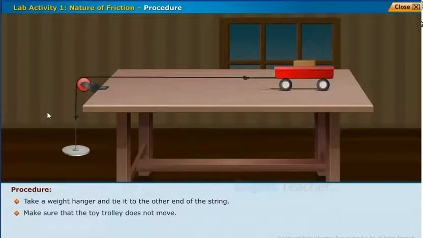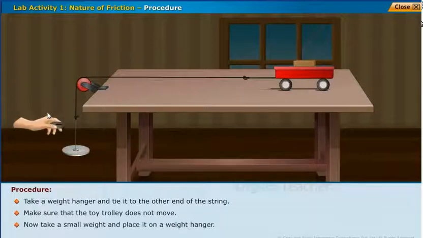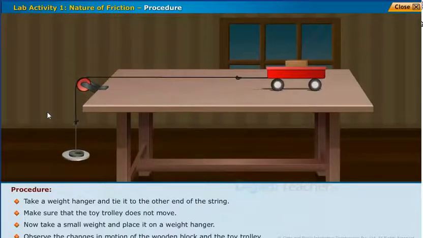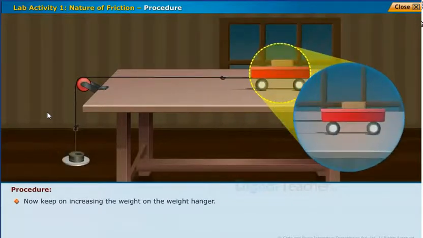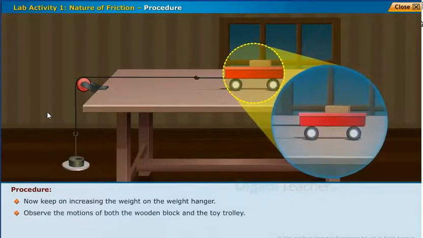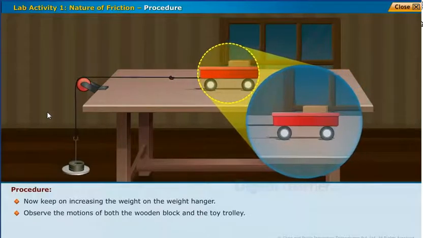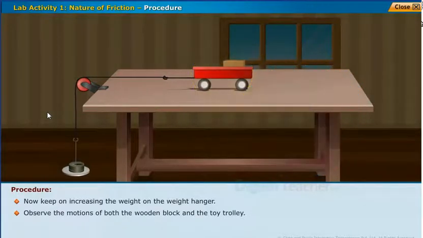Make sure that the toy trolley does not move. Now take a small weight and place it on a weight hanger. Observe the changes in motion of the wooden block and the toy trolley. Now keep on increasing the weight on the weight hanger. Observe the motions of both the wooden block and the toy trolley.